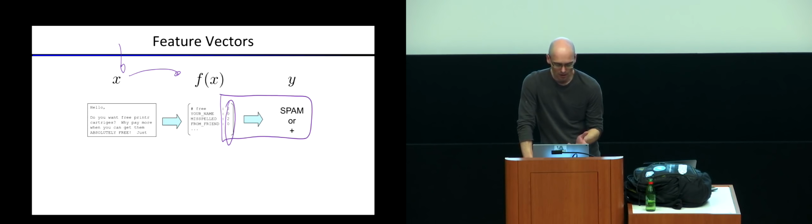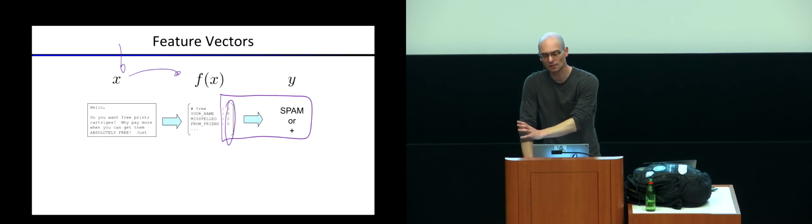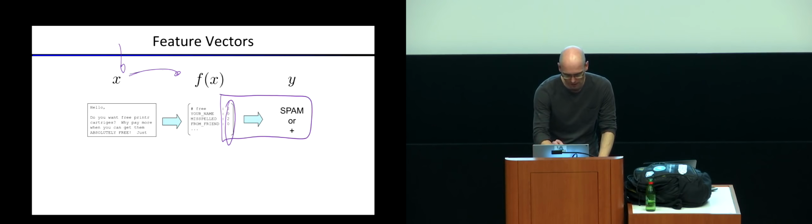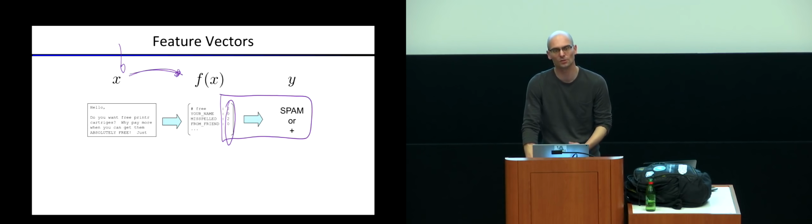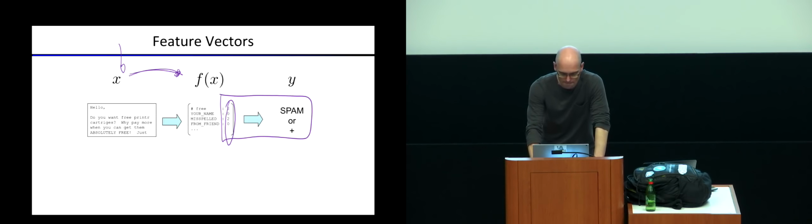Those are an art to figure out. That's still sometimes how it's done. We'll also see in the next lecture how to do this transition from x to f of x in a way that it's also learned. But for now, we'll assume f of x is available and go from f of x to y.